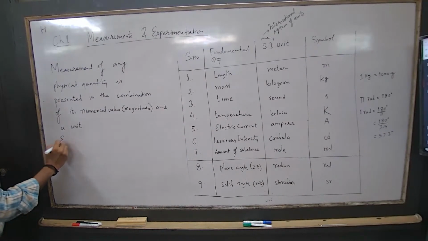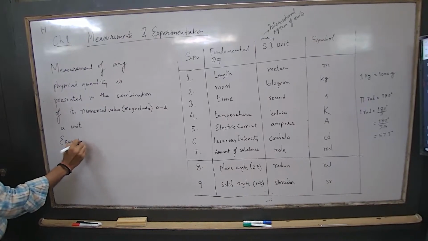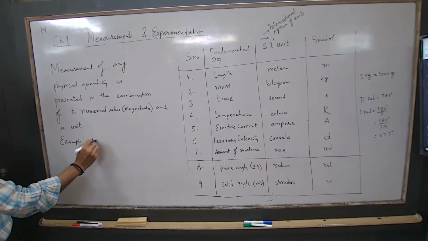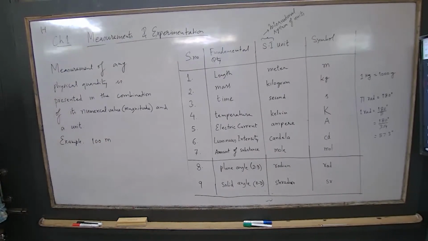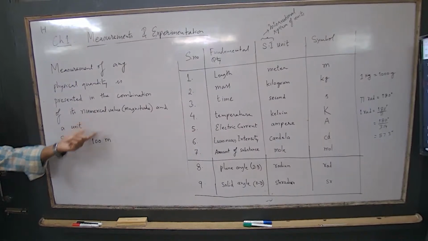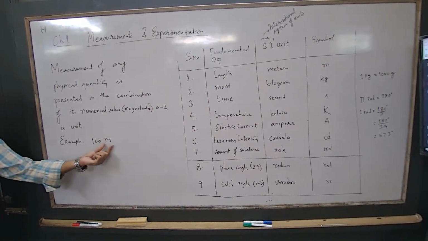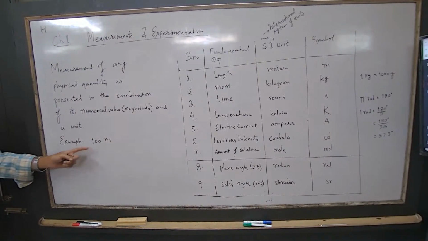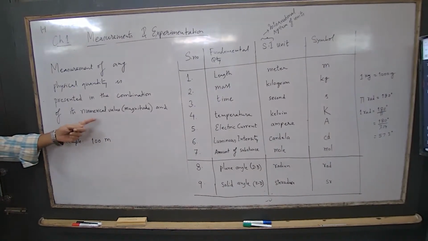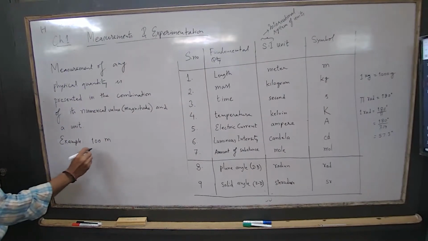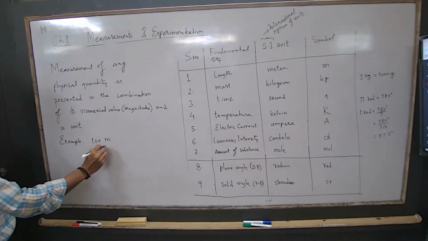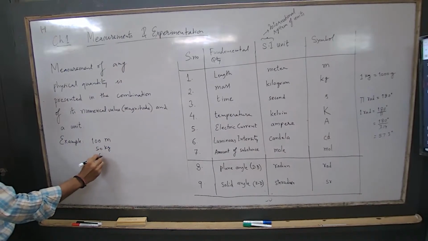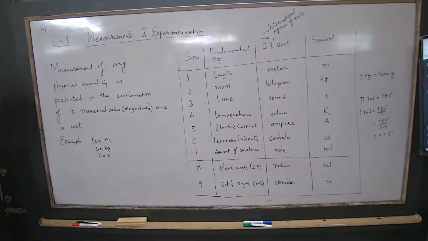Example: say 100 meter. It's a length measurement. So 100 is the numerical value or magnitude, and unit is meter. So any measurement will have two components, magnitude and unit. Magnitude is the numerical value. Or if you have 50 kilogram or 60 seconds, this is how measurement is presented or expressed.